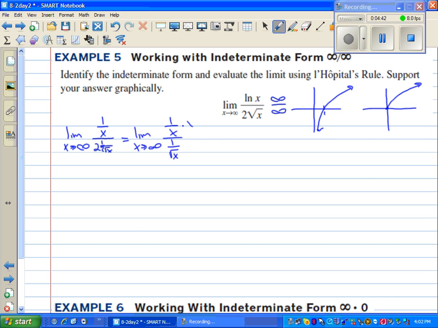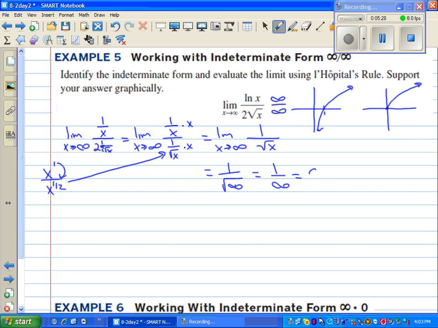To simplify this, we can multiply the top and bottom by x, in the limit as x approaches infinity. X over x is going to be 1, and then x over x to the 1/2 would be like taking x to the first power divided by x to the 1/2 power. Let me write that out: x to the first over x to the 1/2. When we divide variables with powers, we subtract the powers. 1 minus 1/2 is 1/2, so we have the square root of x in the denominator. Now if we plug infinity into the square root, the square root of infinity is still infinity, and 1 over infinity is 0.